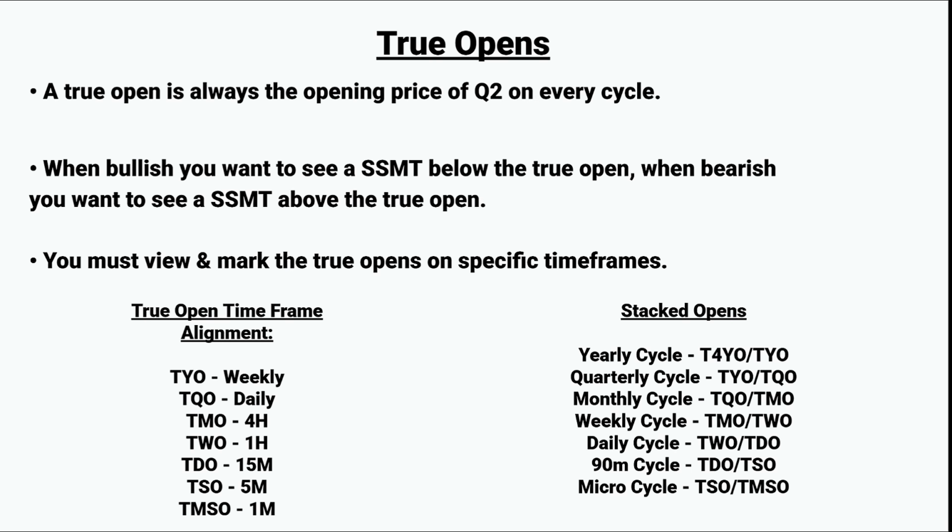It's very important that you view and mark the true opens on very specific time frames. So the time frame alignment which you should be viewing the cycles on and also marking the true opens on are in the bottom left. So feel free to screenshot those again. The T stands for true, the middle letter stands for the cycle, and the O stands for open. So for example, the true yearly open, the true quarterly open, true month open, true week open, true day open, true session open, and true micro session open.